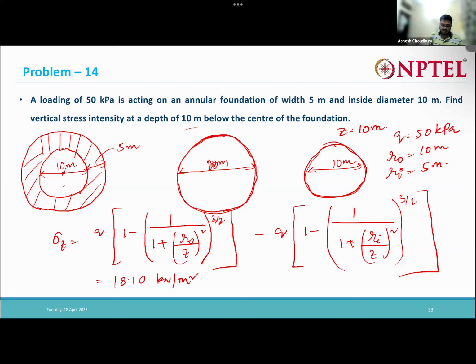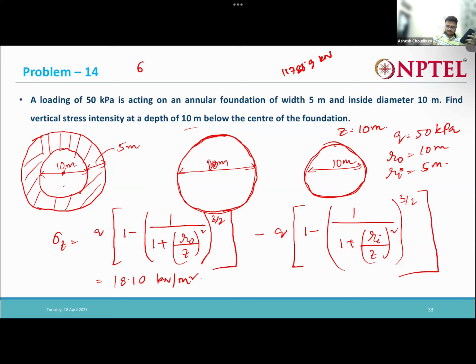Now let us come to that question. If you want to idealize it as a point load, what is the area of these concentric circles? Pi r square, right? So pi into 10 square minus 5 square. The area comes out to be 235.62 meter square. That area into 50 kPa will give you 11780.9 kilonewton. Say this much is actually acting at the center.